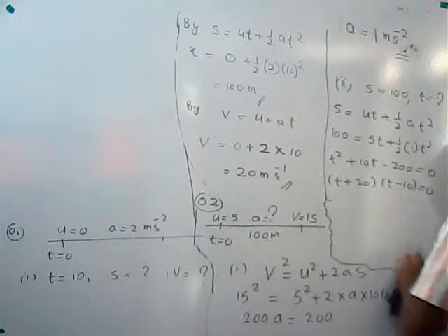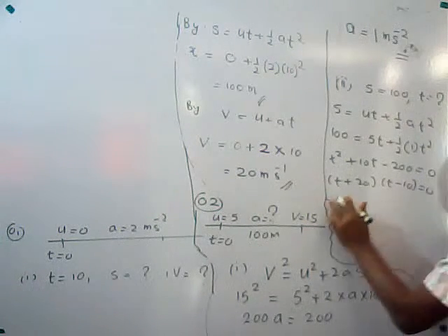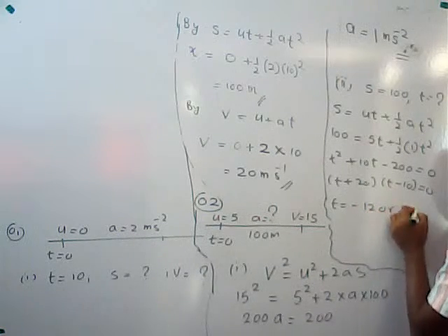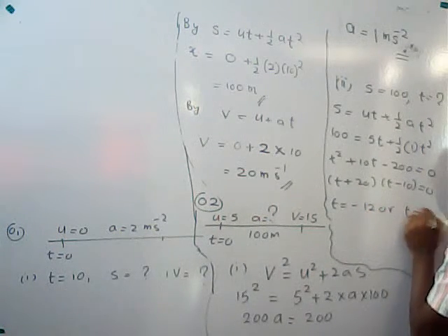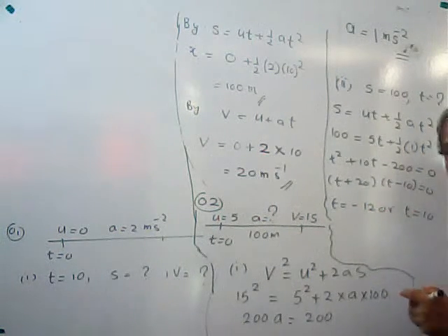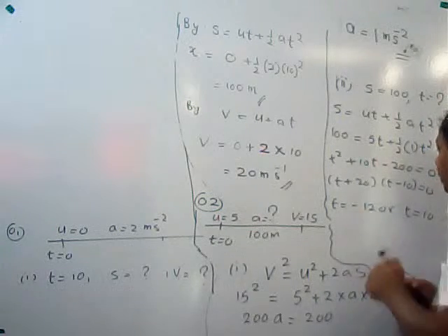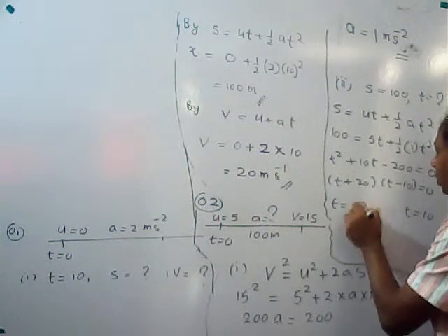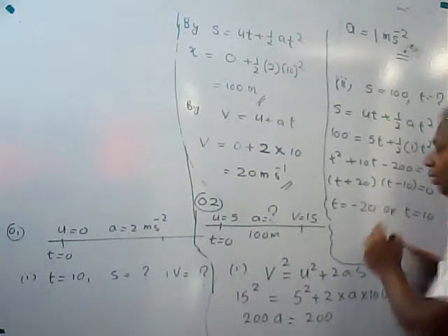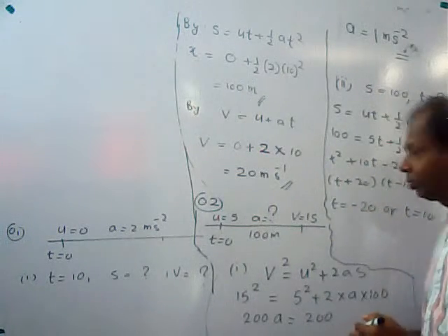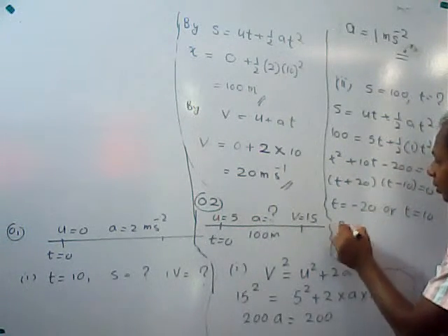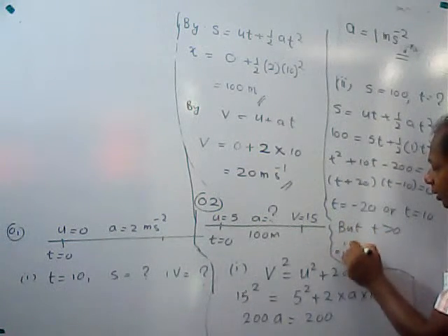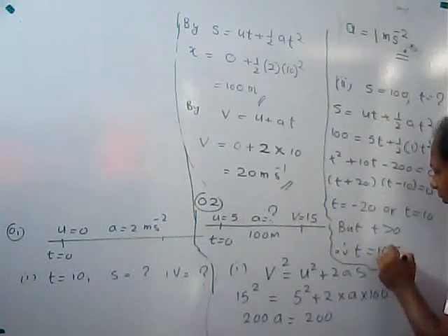So we get two answers: T equals minus 20 or T equals 10. But this is applied maths. We know that T can't be negative, minus 20 or plus 10. T is the time, it can't be negative, so we reject this. T has to be positive. Therefore, we take T equals 10 seconds only.